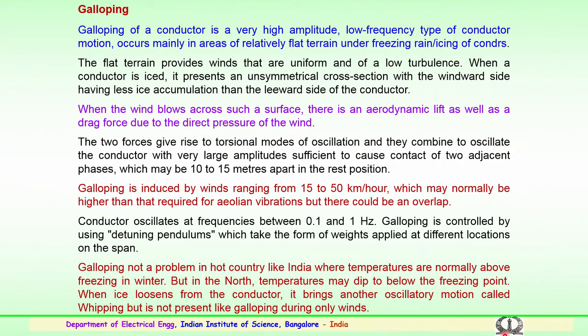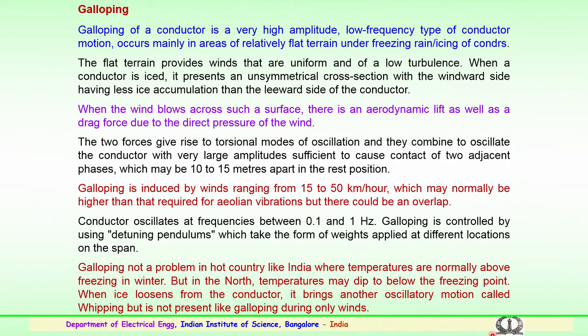Particularly, galloping is not a serious problem in hot countries like India, where temperatures are normally above freezing in winter, except in a few places where this problem could be seen, in the northern Himalayas and the areas of freezing during winter. But in the north, temperature may dip below the freezing point, and when ice loosens from the conductor, it brings another oscillatory motion called whipping, but it is not present like galloping during only winds.